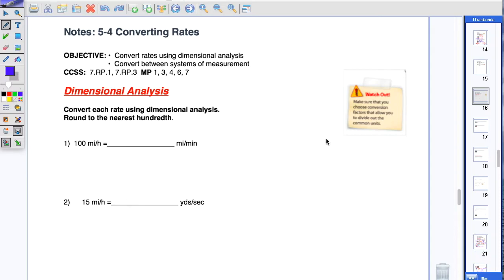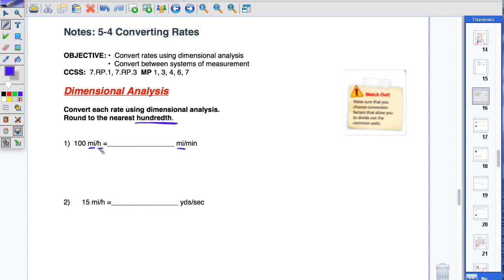The Common Core state standards are listed in the mathematical practices. Dimensional analysis. Convert each rate using dimensional analysis. Round to the nearest hundredth. That's 2 places after the decimal, if necessary. We have 100 miles per hour, and we want to change it to miles per minute. So we want to look at our units of measurement. We have miles to miles, so that doesn't change.